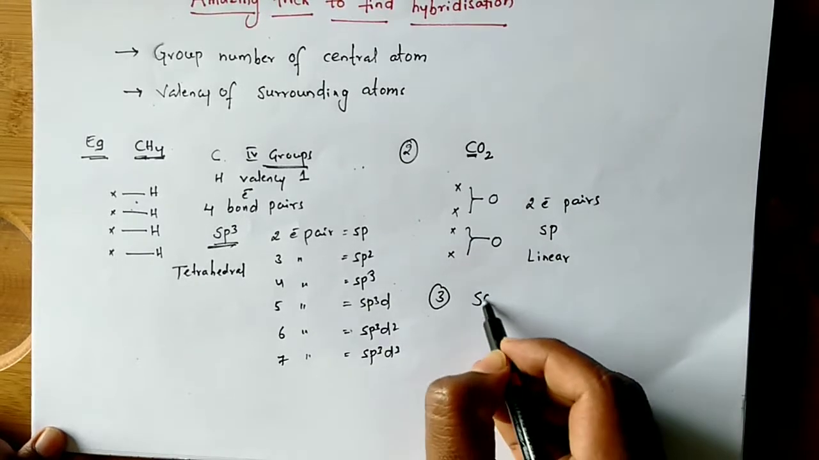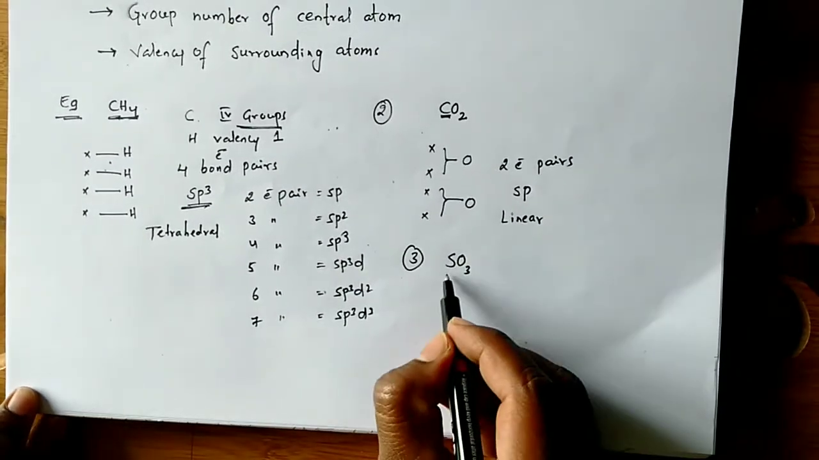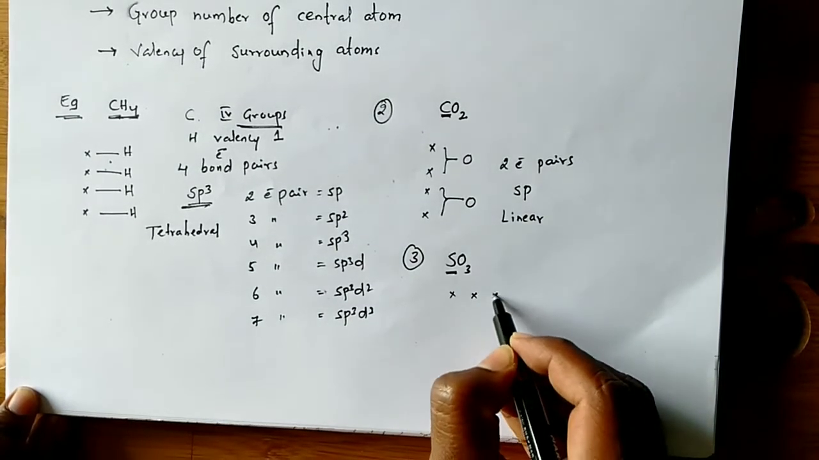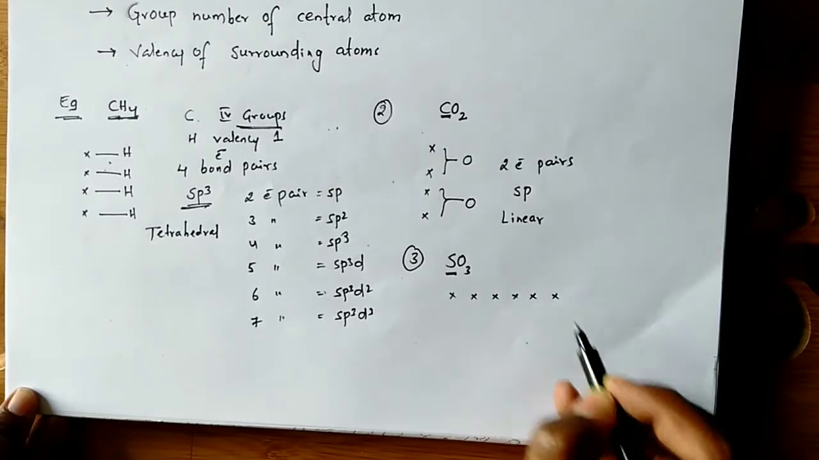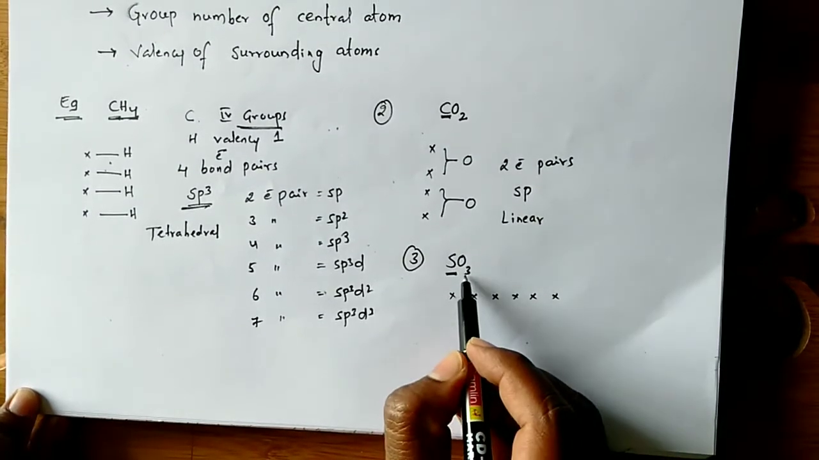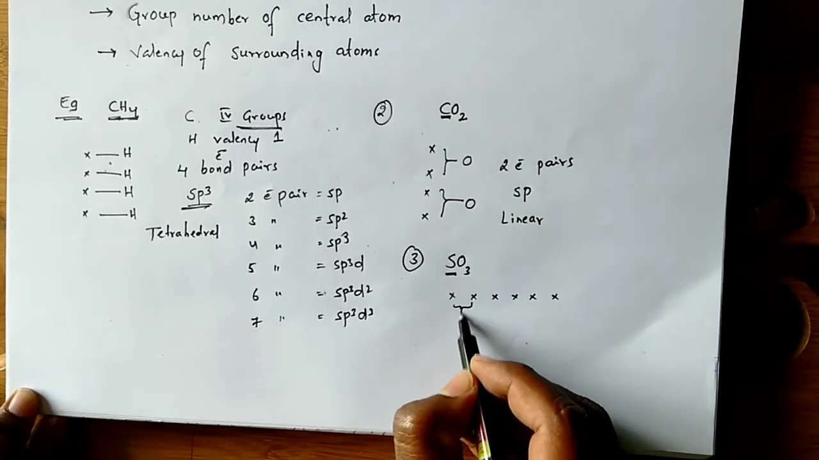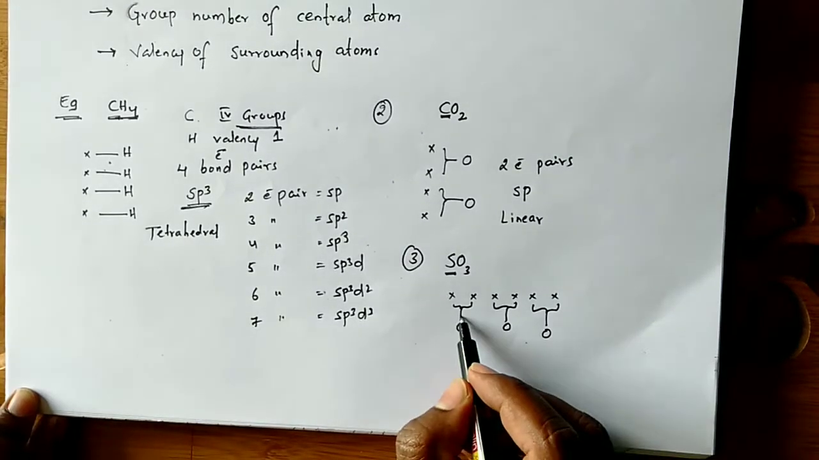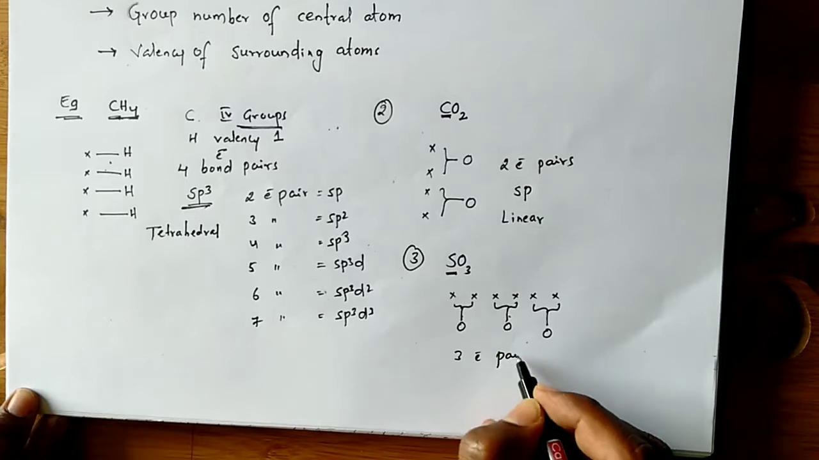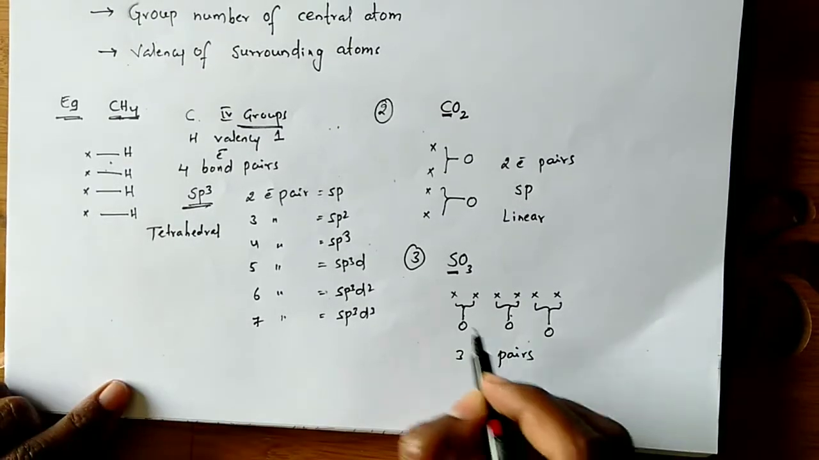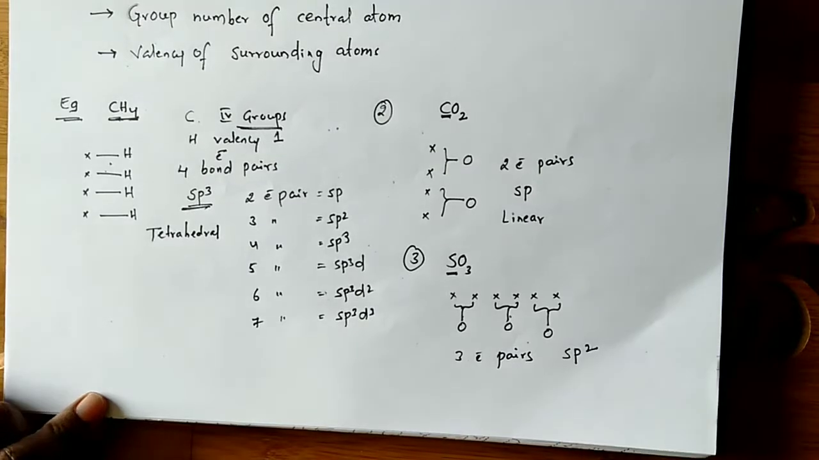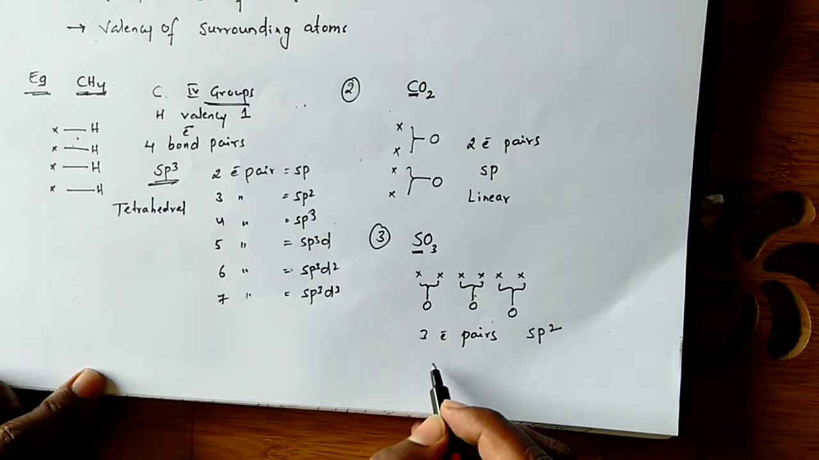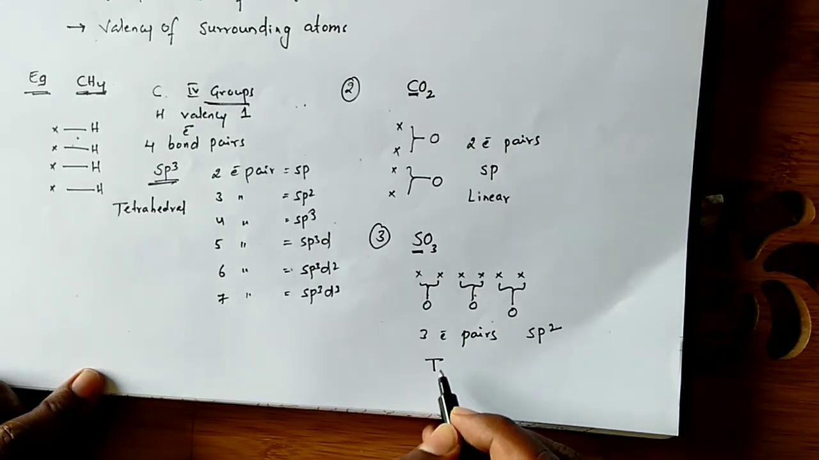For example, here SO3, sulfur trioxide. What is the central atom? Sulfur belongs to the 6th A group, no? So I am keeping 6 dots like this. The valency of oxygen is 2, so each oxygen takes 2 electrons for bond formation. Like this, total 3 electron pairs are there. The hybridization is sp2. What is the shape here? The shape of the molecule is trigonal planar.